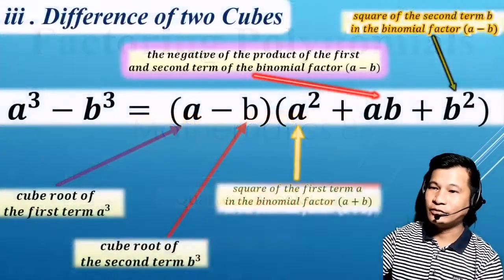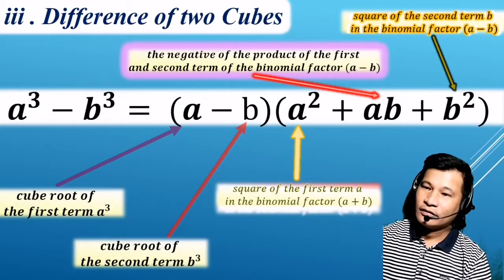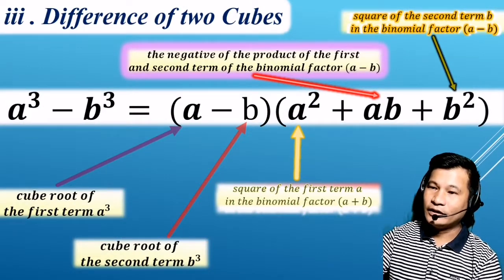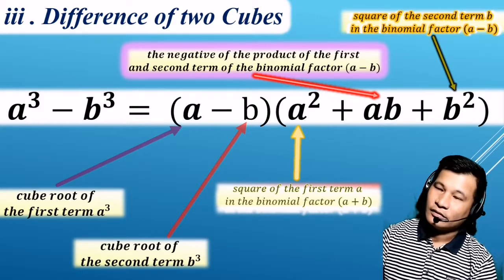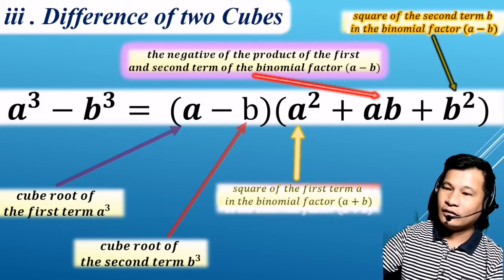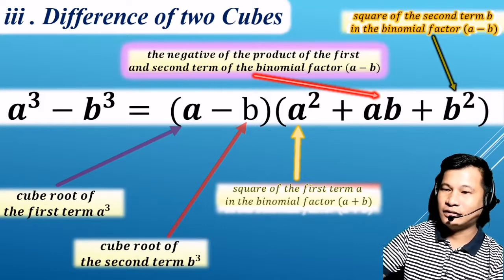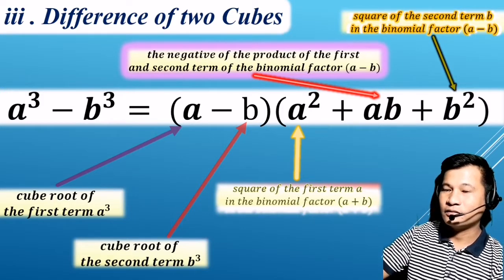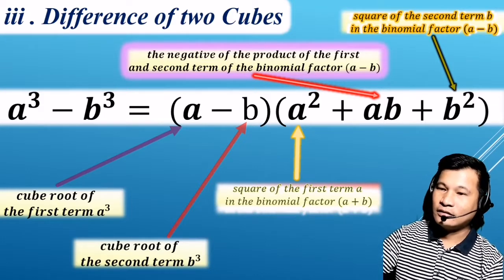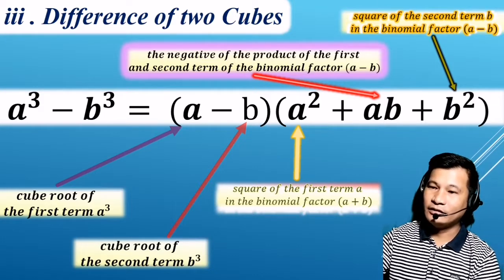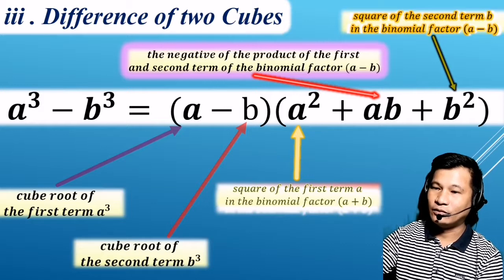Next, the difference of two cubes. For the difference of two cubes, put in mind that for the binomial factor, the sign in the middle of the two terms will always be negative.